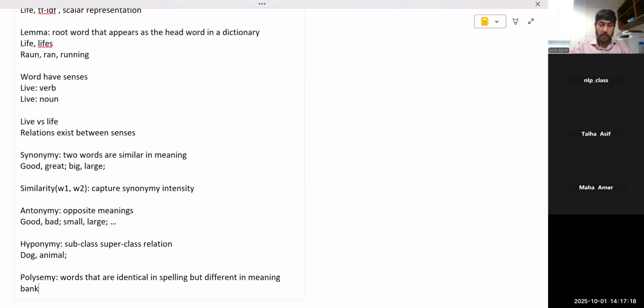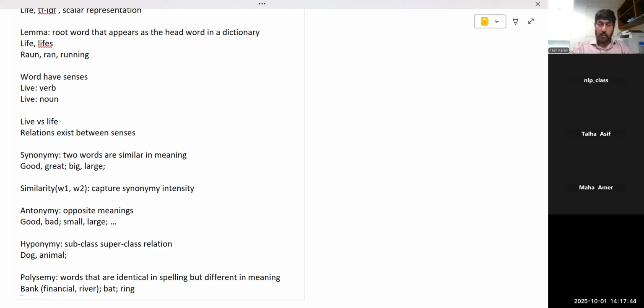Bank, this is a financial institution, or for example, the one related to a river. Same word, but meaning may be different. And then, of course, you have many examples. For a bat, for example, bat is an animal. Bat is also the bat that you use to play cricket.